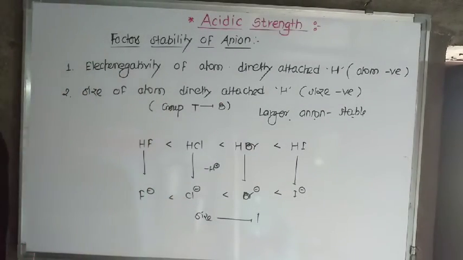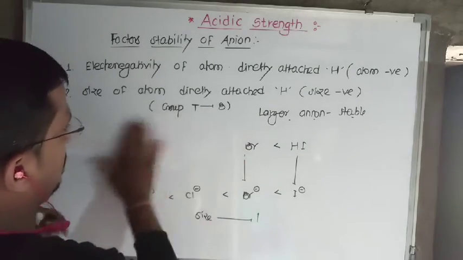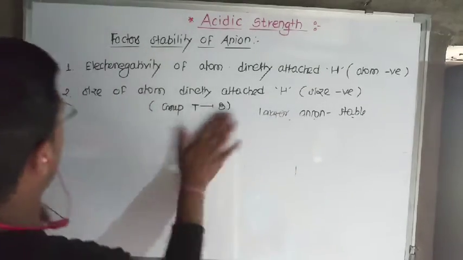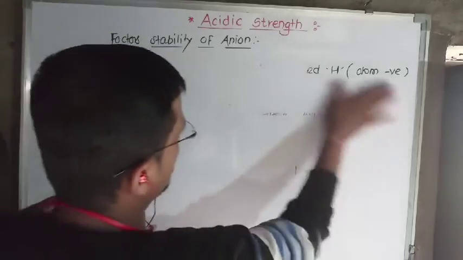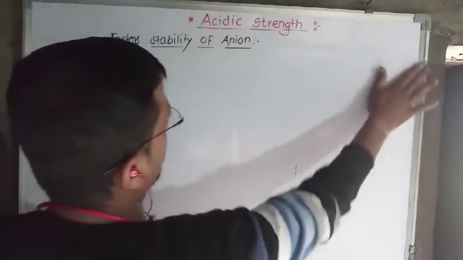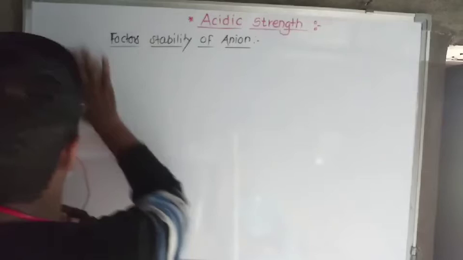Then the third factor. What is the third factor that is very important? Because these are the two primary, simple factors, size and electronegativity. Then the third factor is resonance.